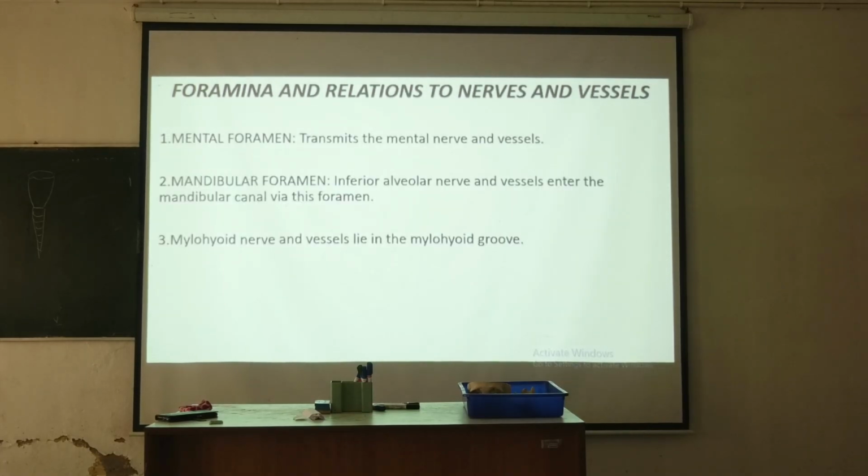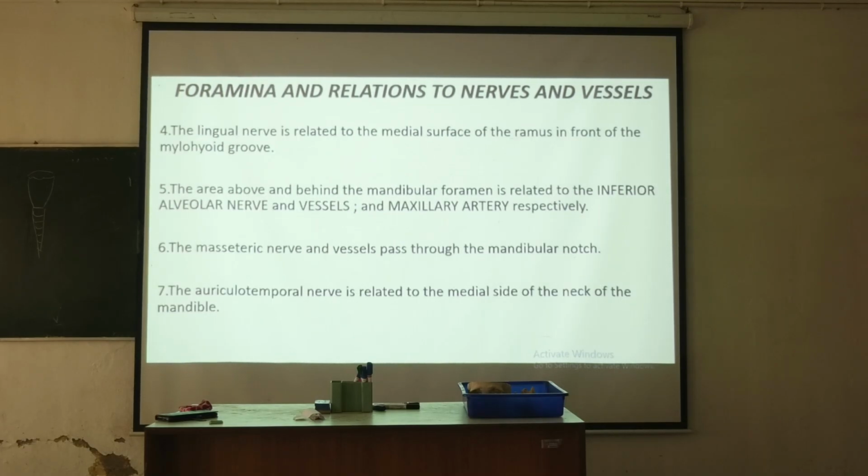Next we go to the mental foramen. Mental foramen transmits the mental nerve and vessels. Mandibular foramen transmits the inferior alveolar nerve and vessels. They enter the mandibular canal via this mandibular foramen. Mylohyoid nerve and vessels lie in the mylohyoid groove, just below the mylohyoid line. Next, the lingual nerve is related to the medial surface of the ramus in front of the mylohyoid groove. Okay, these different nerves in relation to the mandible are all important for your Viva.